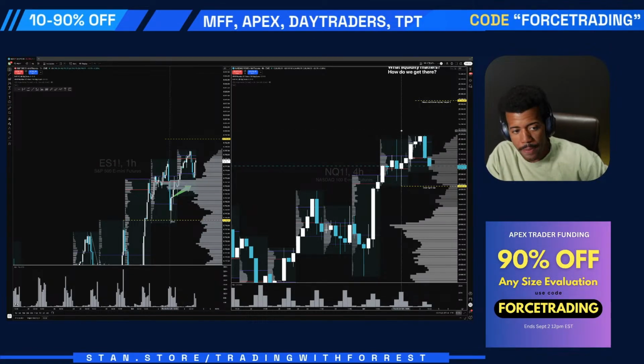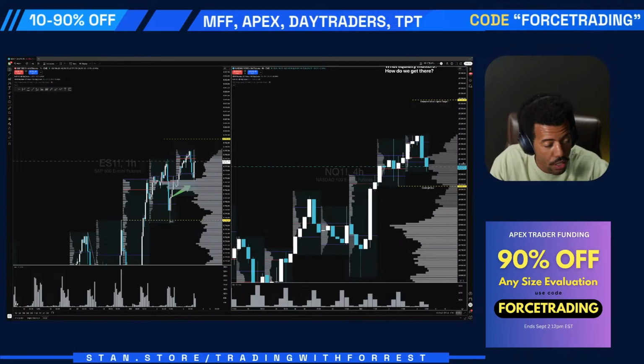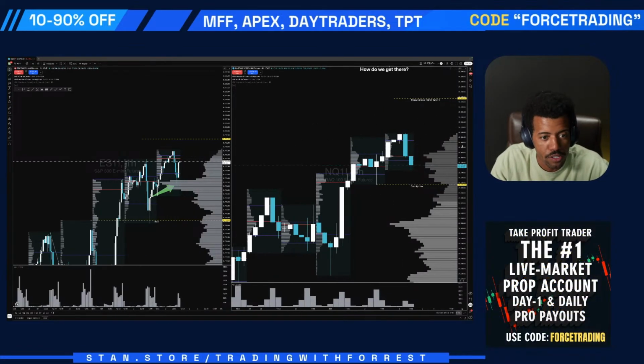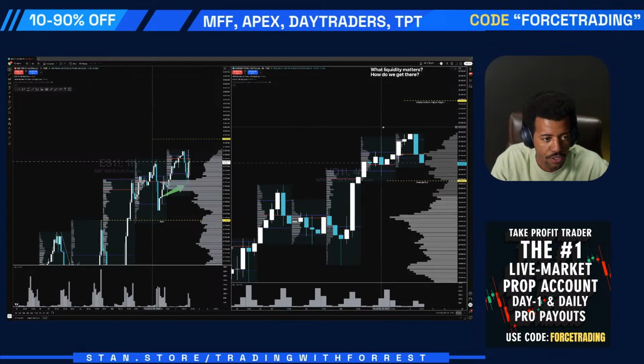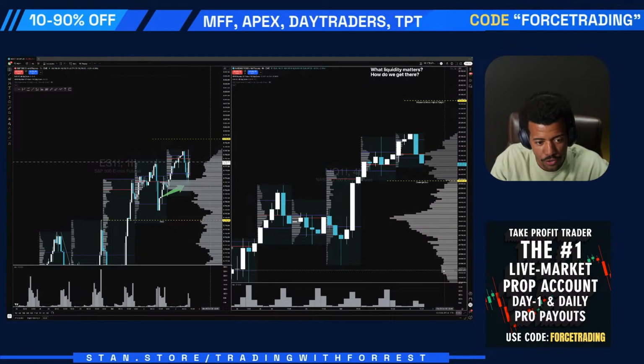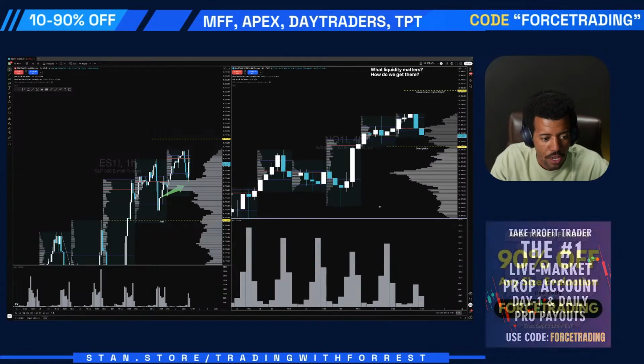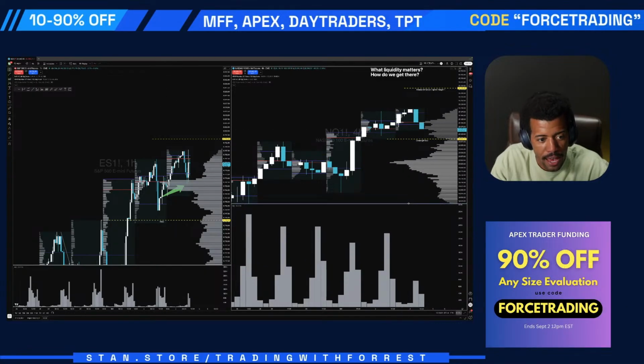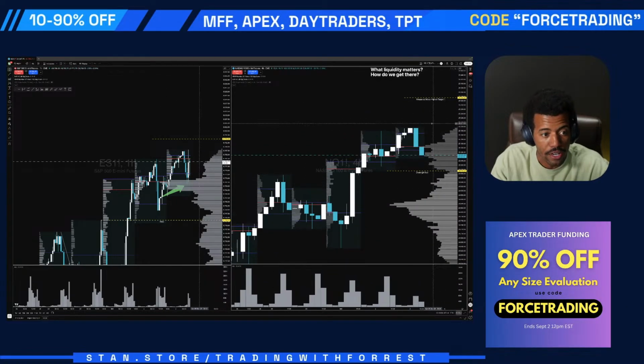Liquidity is just stops, right? Good question, wrong. Liquidity is not stops. So here's a little primer on volume profile. The volume profile is a histogram, a bar chart, just like we have volume on the bottom of the chart. The volume on the bottom of the chart tells us how many people are participating right now.